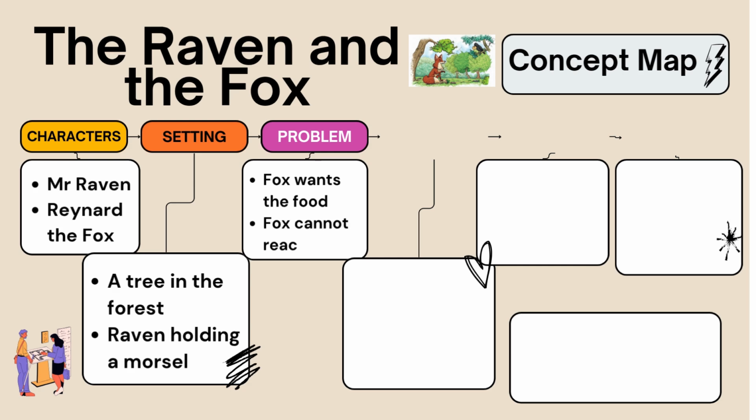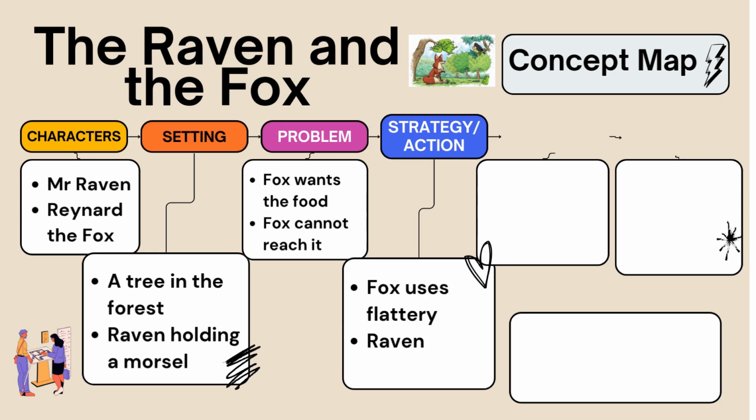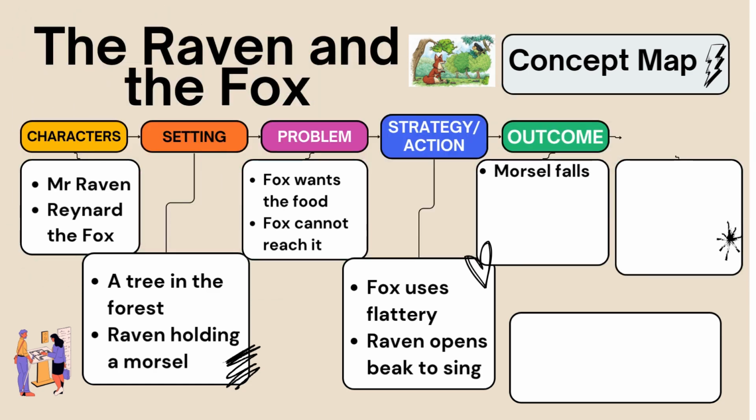Fox cannot reach it. Strategy: action. Fox uses flattery. Raven opens beak to sing. Outcome: morsel falls. Fox grabs it.